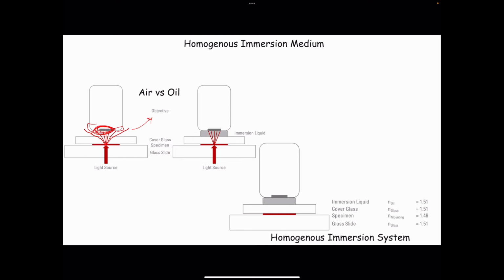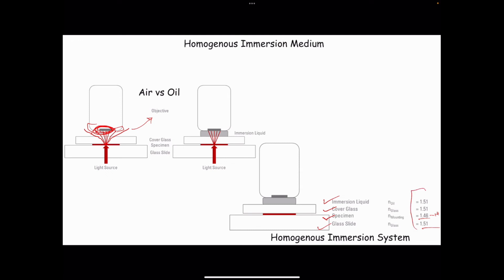Now the ideal scenario is to create what is known as a homogeneous immersion system. Using this system, it is possible to achieve the maximum resolution and maximum numerical aperture, because you see here your immersion liquid has 1.5 NA, your cover glass is supposedly 1.5, and the specimen has a mounting media which has around 1.46, and it also ranges up to 1.49. So that's almost a similar range, and then the glass slide is also made of glass, so it has a refractive index of 1.51.